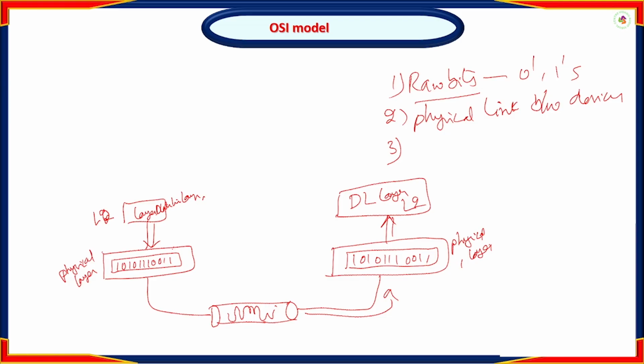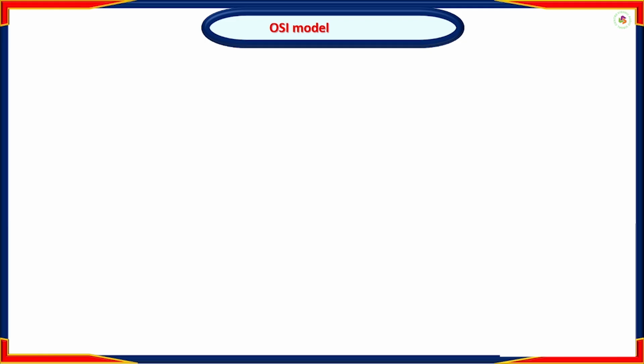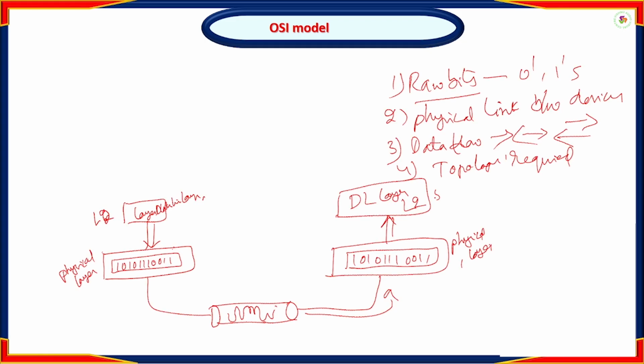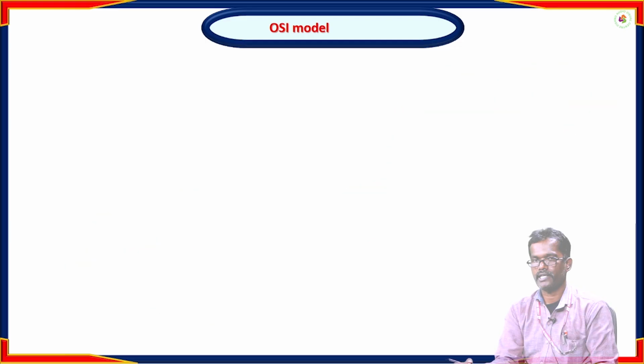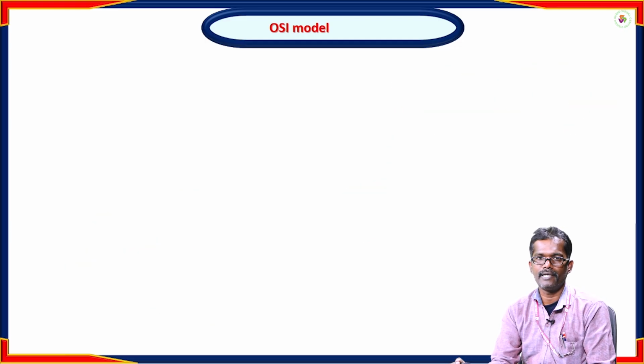And then how the data flows, either in only one direction, or two-way, or in both directions in parallel. That we need to decide here. This is the third point. Coming to the fourth point, topology is required. And the last point is the bandwidth, which comes under the cable length.